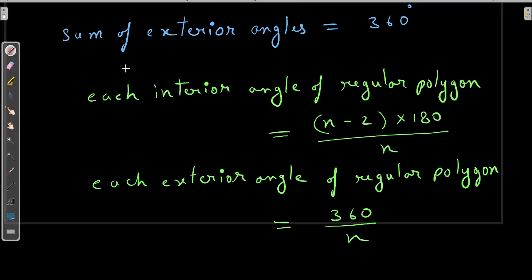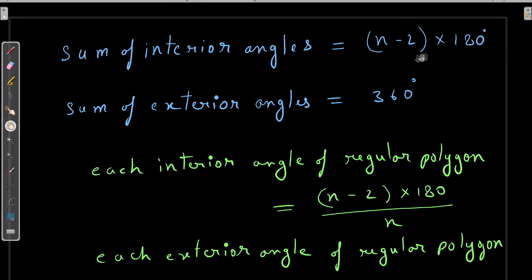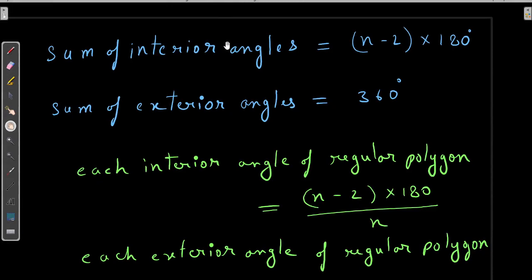Now there is a formula for finding the sum of the exterior and interior angles. These formulas are for regular polygons, and in this whole chapter we study regular polygons only. The sum of the interior angles of a polygon is given by n minus 2 into 180, where n stands for the number of sides. For the sum of the exterior angles, any polygon with any number of sides will always have a sum of exterior angles equal to 360 degrees.